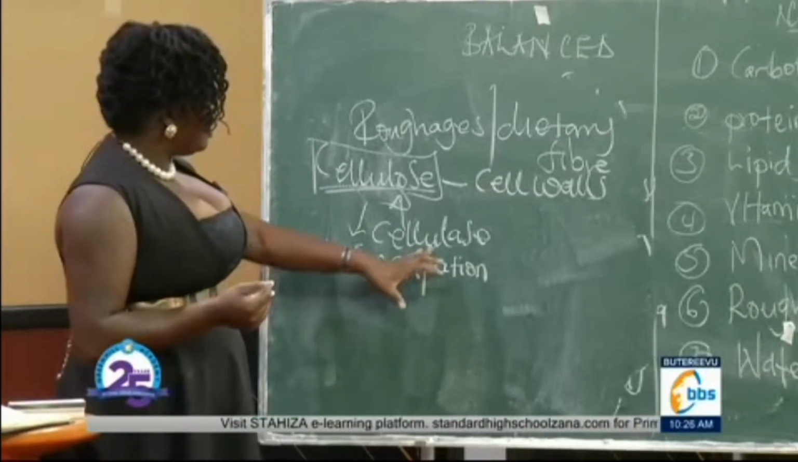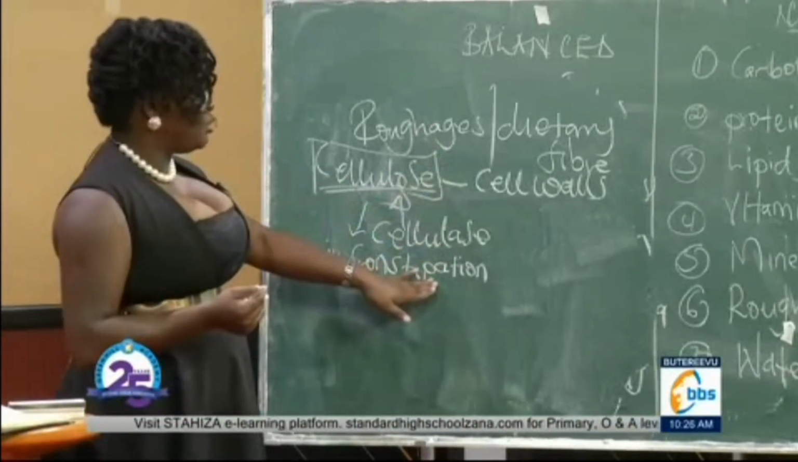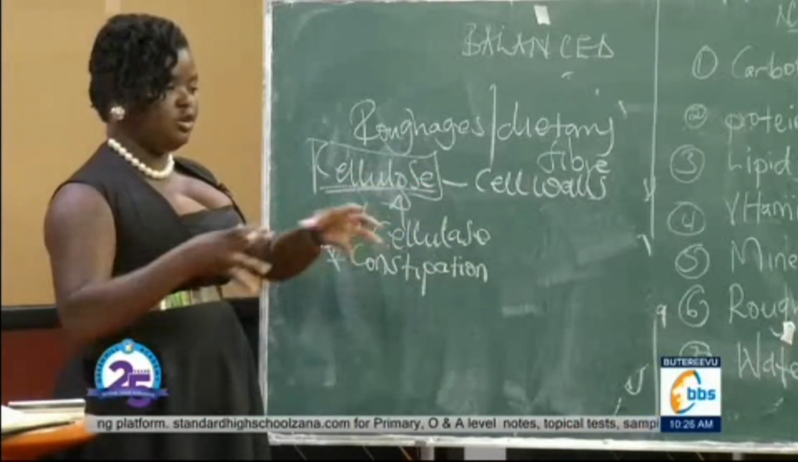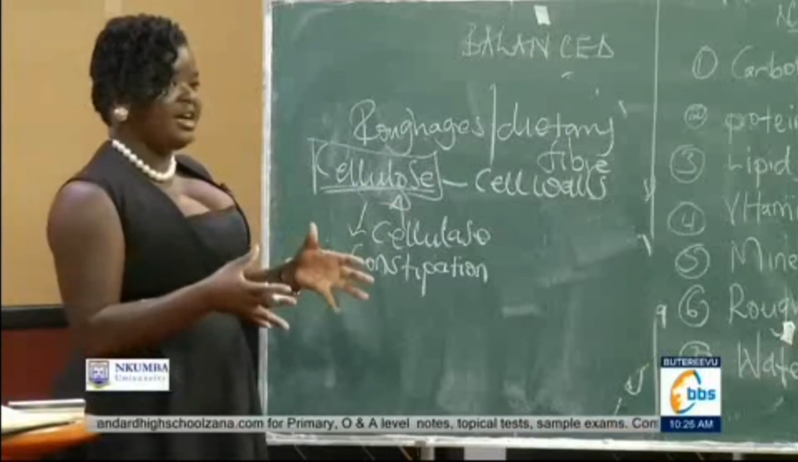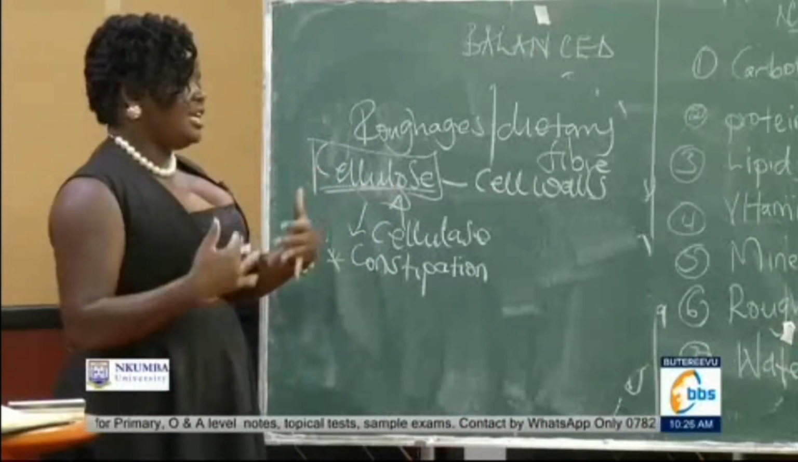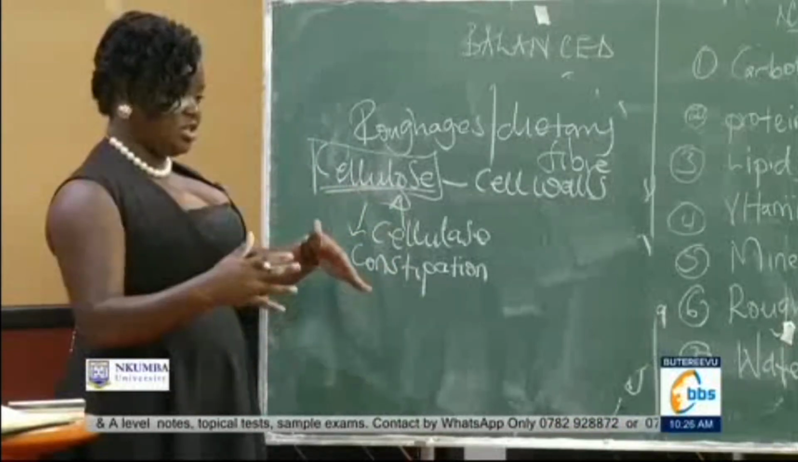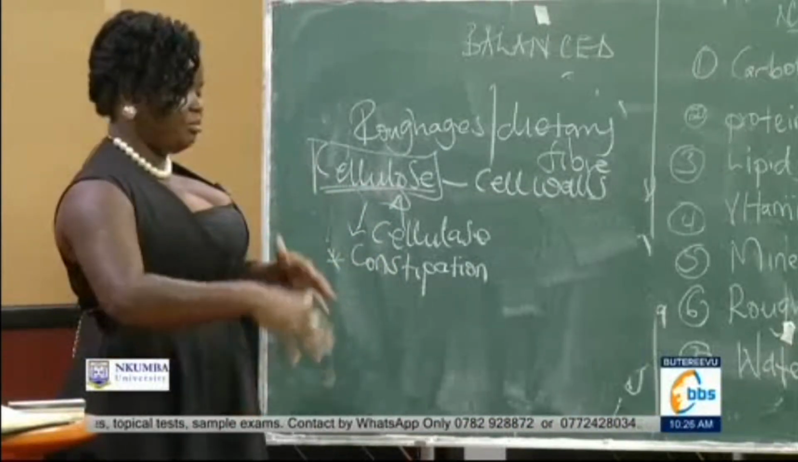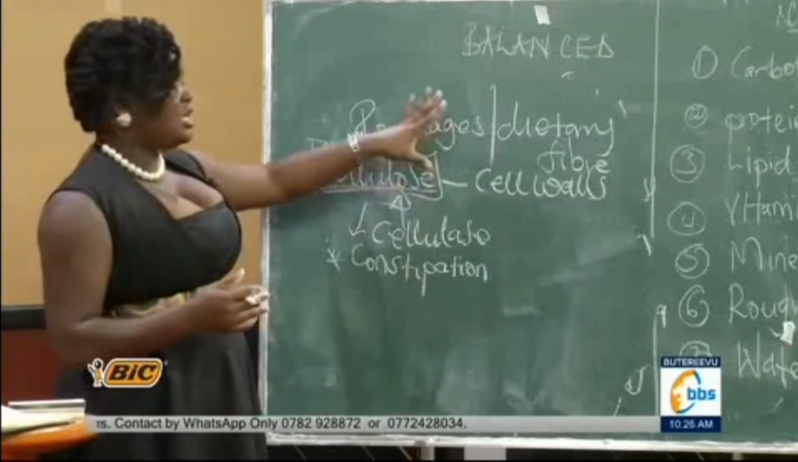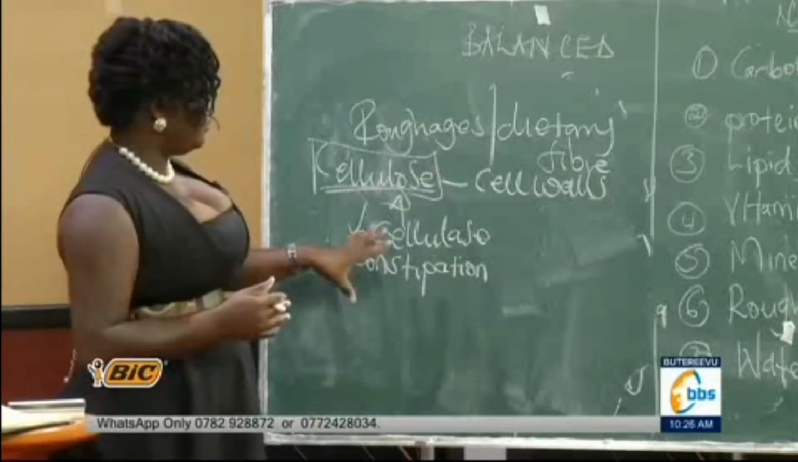So how do the roughages prevent the constipation? One, they stimulate the contraction of the muscles of the walls that line the large intestines, and when they contract, then that means that the undigested food materials that form your feces can easily pass through, and then you eliminate them out of your body. That's the reason why we need dietary fiber in our food.